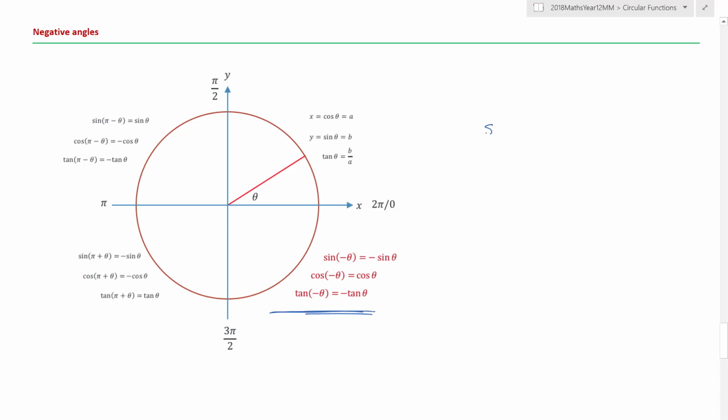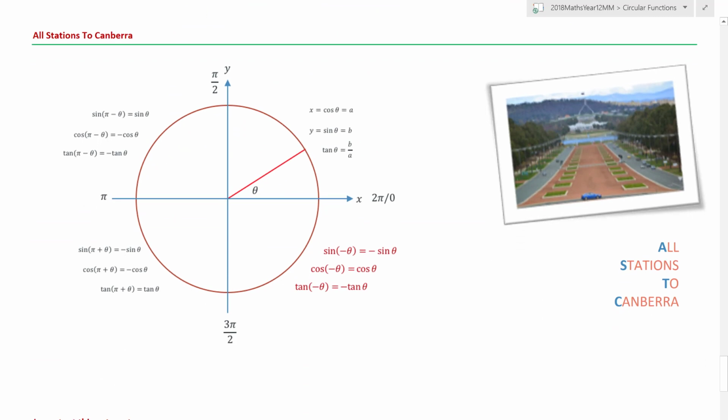Now, why? Because we said the sine of 2 pi minus theta, for example, was minus sine theta. But we know that 2 pi is the same as 0. So if we do 0 minus theta, we get minus theta, which is equal to minus the sine of theta. So again, if I wanted to work out the sine of minus 30 degrees, this would suggest that that's the same as minus the sine of 30 degrees. Mind blown.